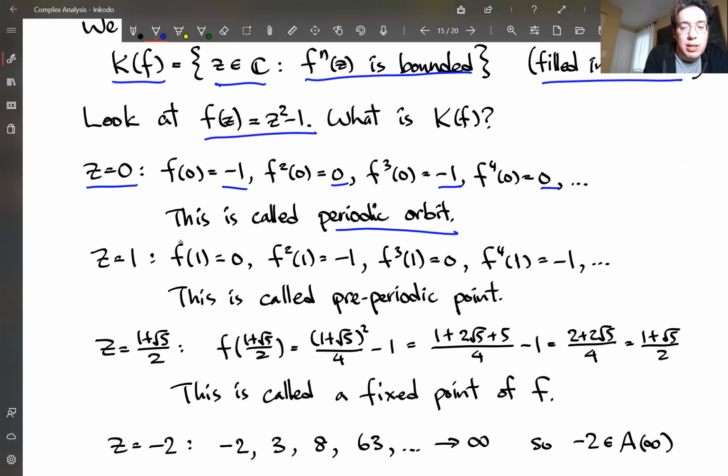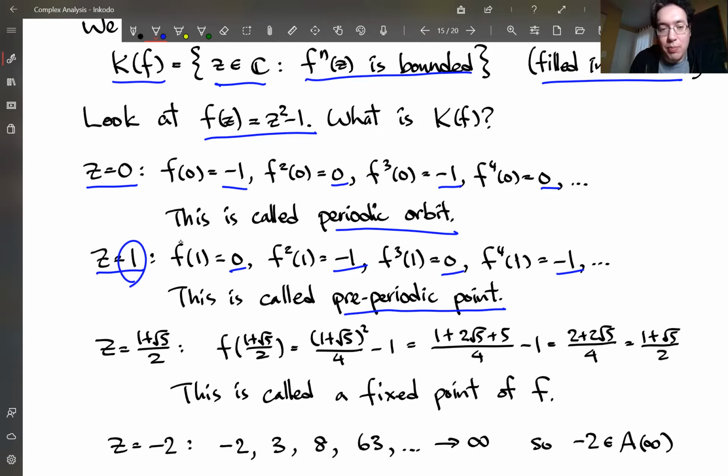Okay, other things that could happen. If you start at 1, 1 squared minus 1 is 0, but we've already had this before. If I plug 0 back in, I get -1, 0, -1, and so on. So z equals 1 is not a periodic point, but it's what's called a pre-periodic point. It starts with 1 and gets into a periodic orbit eventually, but the starting point itself is not in the period. The period is between 0 and -1, flipping back and forth.